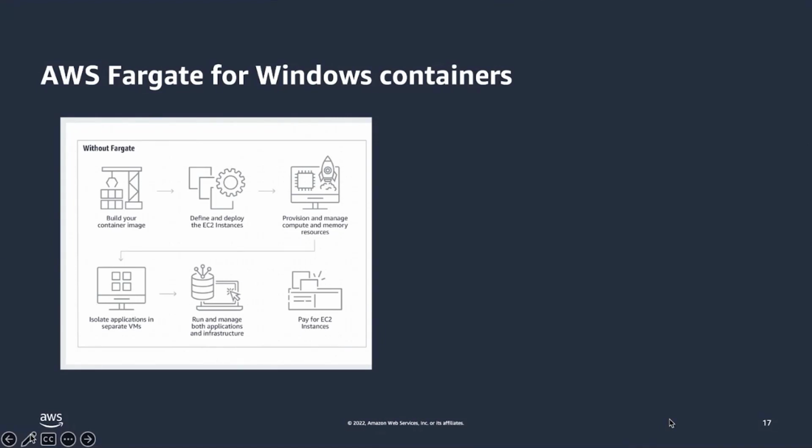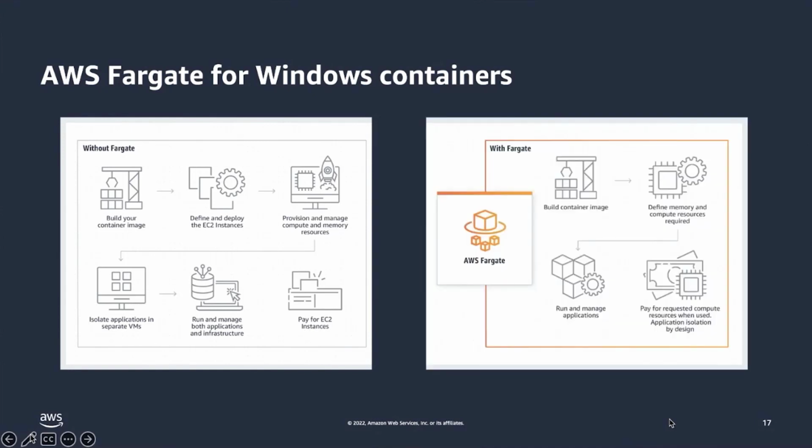So that's fine. But let's say you want to run Windows containers, but you don't want to manage the EC2 Windows platform. What you can do with Fargate is build your container the same as you would do when running your container on EC2. But then with Fargate, you just define the memory and compute resources required to run this container, and you are ready to go. You pay for the requested compute resources when you use them, and that is it.